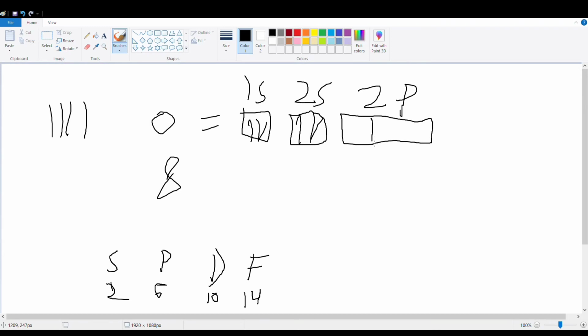So we have 3 boxes here. We only need 4 more, but this can contain 6. Well, easy. 1, 2, 3, 4, 5, 6, 7, 8. There we go.